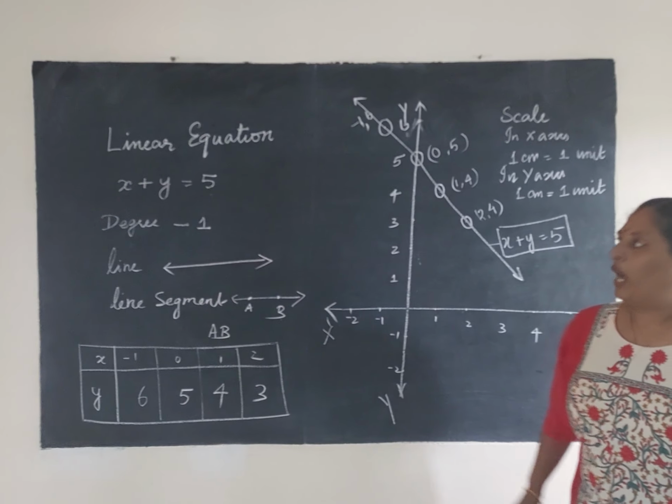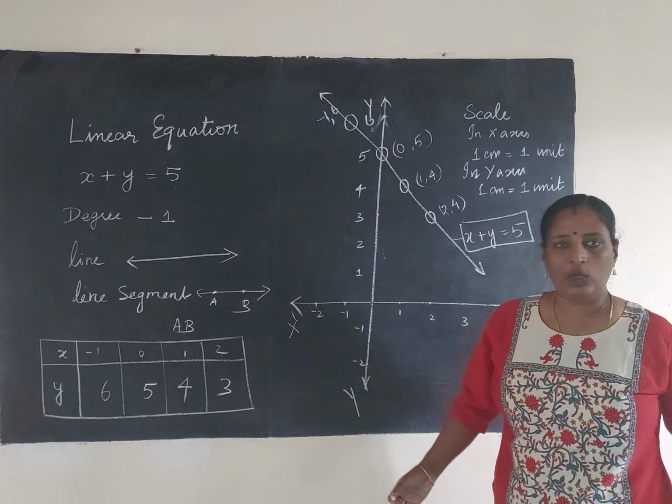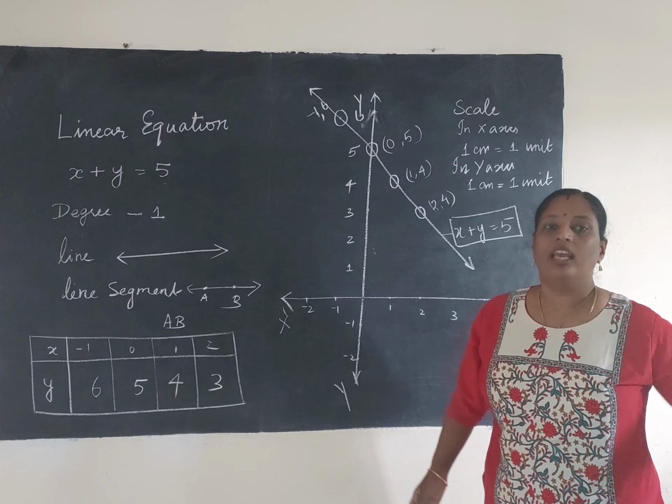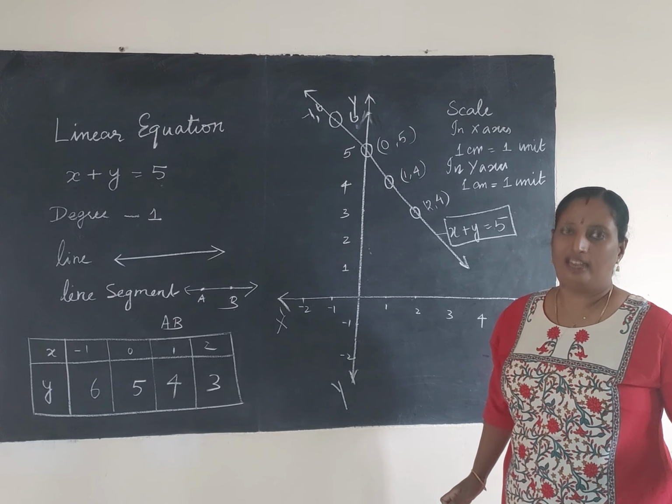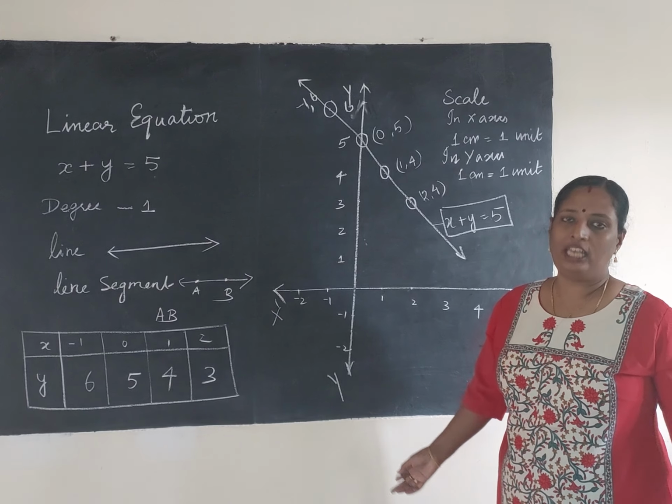I hope you understand what we mean by linear equation. Exactly, when you plot the equation in the graph, you will get a line. That's called a linear equation.